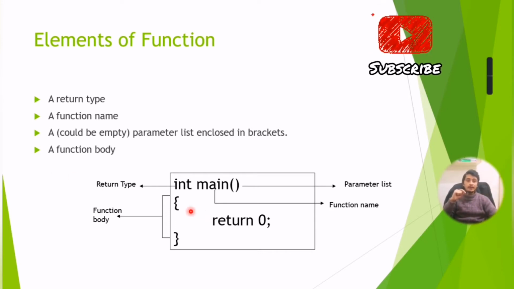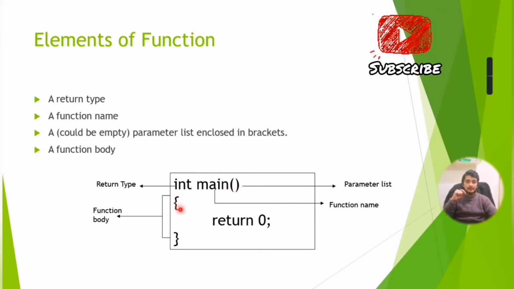Now we are going to understand the individual parts of this function. First of all, this int means integer. This is the short form of integer, which is the return type. Main is the name of the function, and the part in the brackets is the parameter list. This could be empty, or we could assign some particular parameters to that function if we require, but it could be empty.